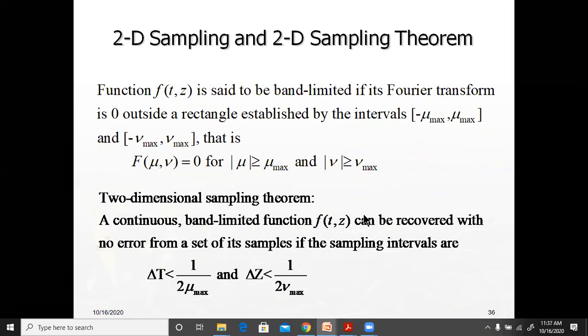So a continuous band limited function f of t comma z can be recovered with no error from a set of its samples if the sampling intervals are as mentioned over here. Sampling interval, please remember, is exactly the opposite of the sampling frequency. 1 by delta is frequency, delta is the sampling interval. So as soon as you take 1 by this, the inequality will also go from lesser than to greater than. Here also it will go from lesser than to greater than if we take 1 by del z or 1 by del t.